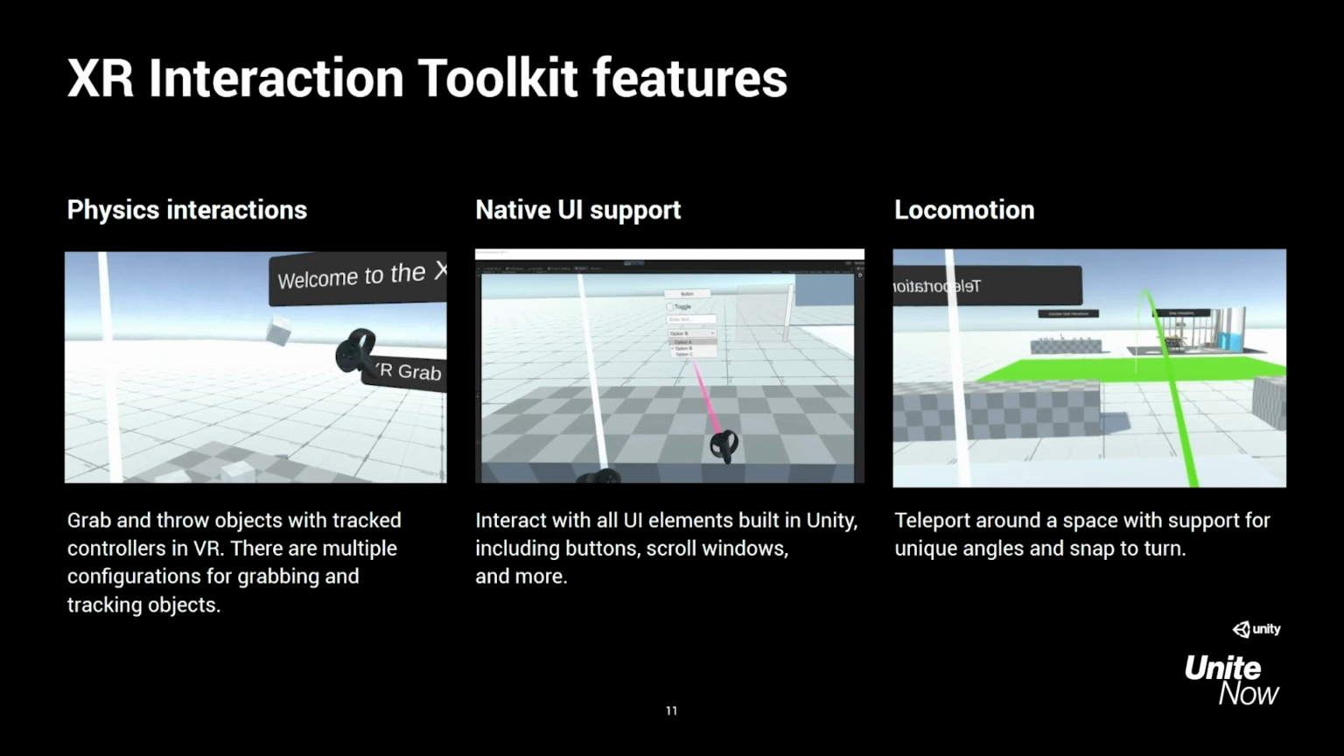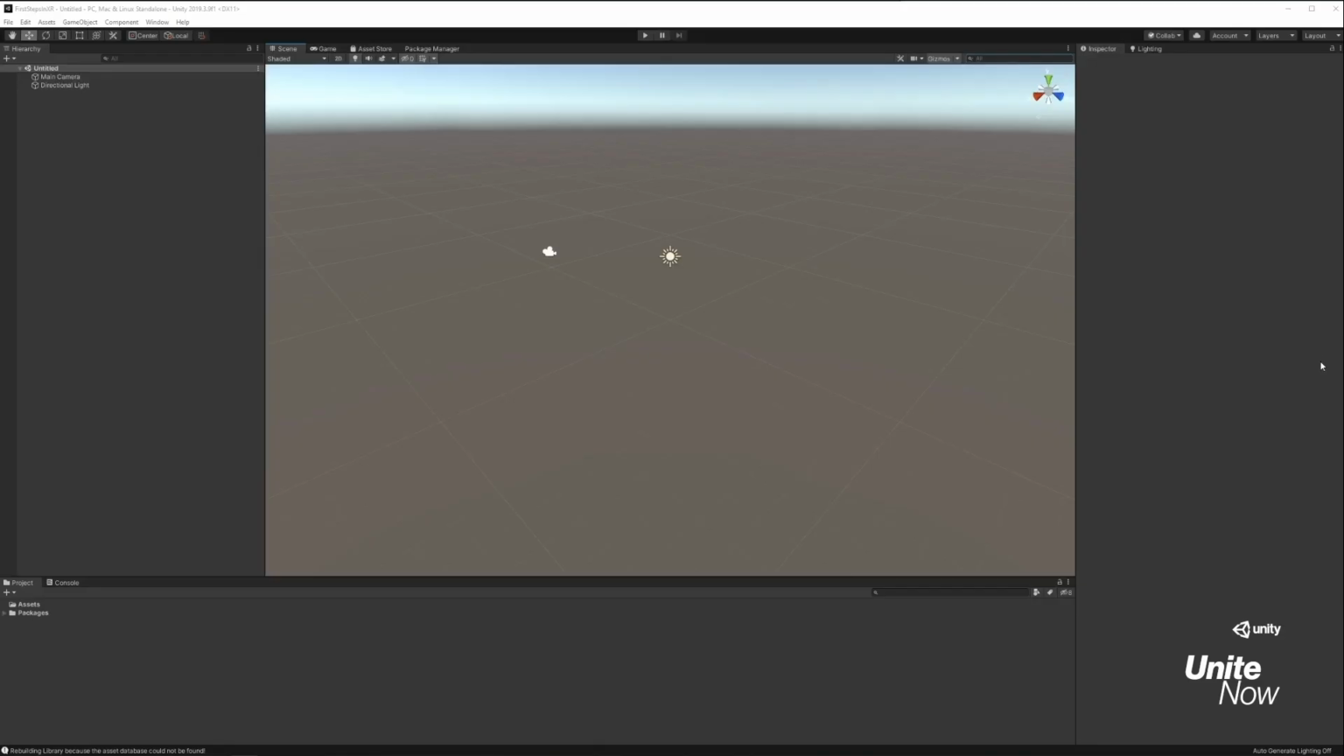Next, we have native UI support. This allows you as a developer to create a world space canvas with anything from drop-downs, toggles, buttons, and more, and allow you to interact with them with your tracked controllers in virtual reality. And lastly, one of the example features is locomotion. This allows you to teleport and move throughout a space and cover a wider area than just the track bounds that you set up.